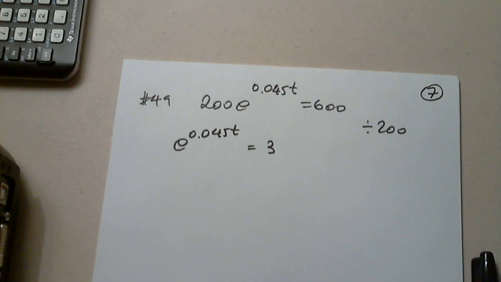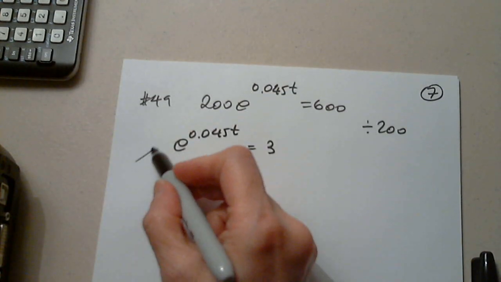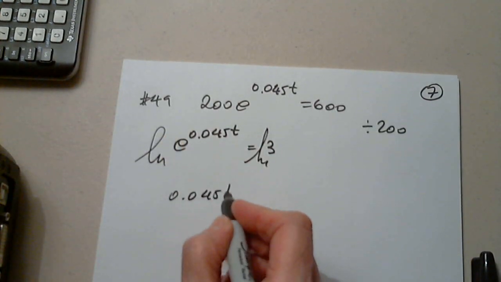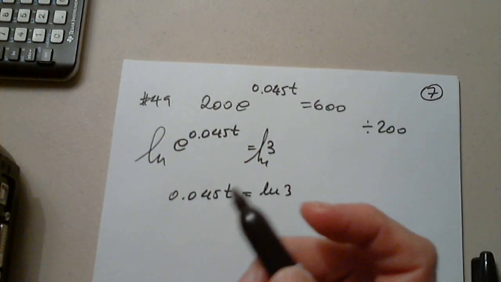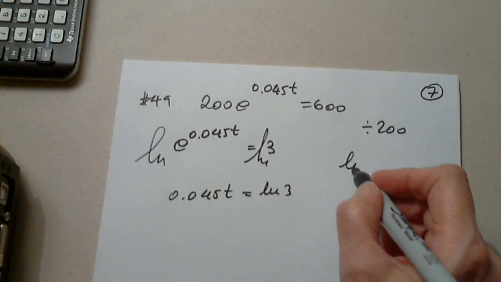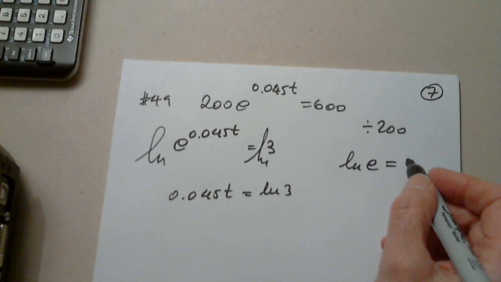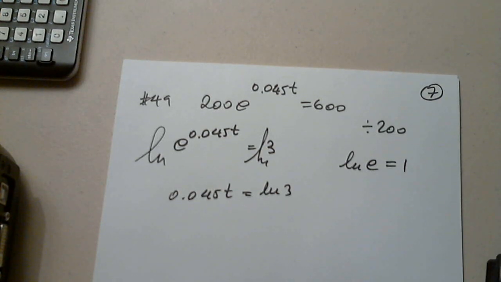Then we do the natural log. Yes. Now we apply natural log, and we have 0.045t equals natural log 3. We didn't write natural log e because we know natural log e equals 1. That's it. Perfect. Good.